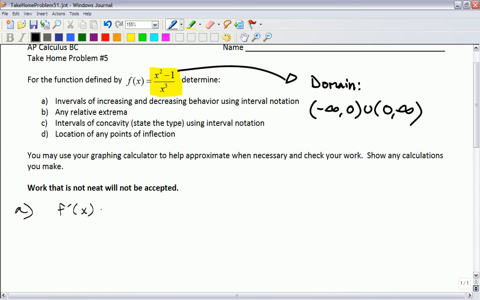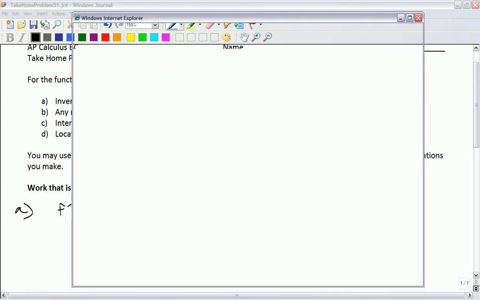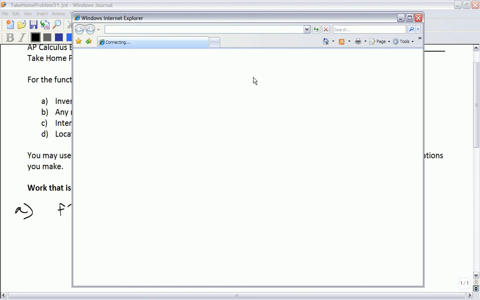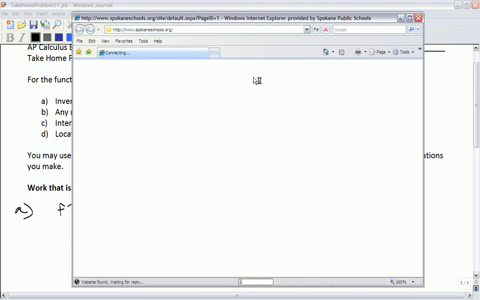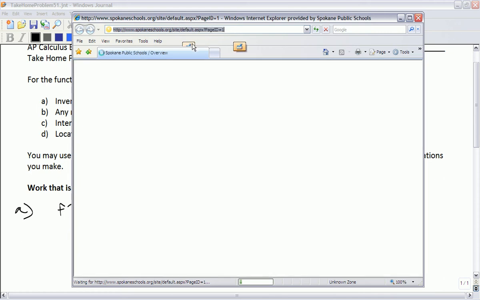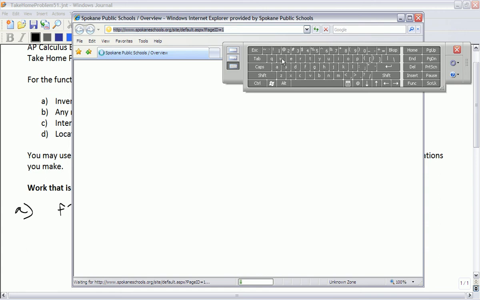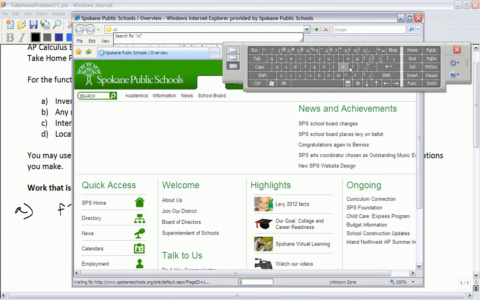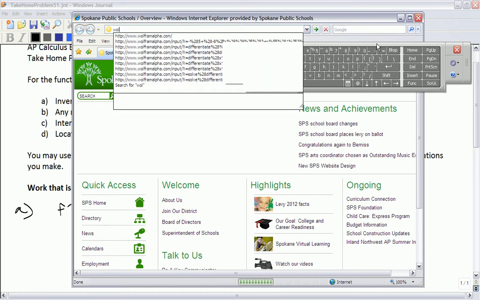F prime of x equals, so what, you'd need the quotient rule and the power rule here. I'm just going to jump out to Wolfram Alpha real quick and let it do it for me, because it's going to simplify it and make our life a little bit easier. And then also, if I show you how to input this in Wolfram, maybe we get some extra practice asking our TI-89 or your computer to help you with some of this work. So, oops, we want Wolfram, there we go.